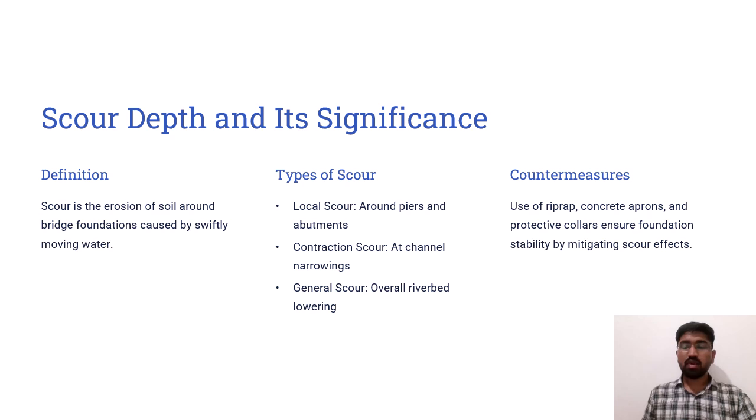Countermeasures: use of riprap, concrete aprons, and protective collars ensure foundation stability by mitigating the scour effects. If the scour depth is underestimated, the foundation can be exposed and fail. To prevent this, deeper foundations, riprap protection, and aprons are used. Accurate prediction of maximum scour depth is critical for safety.